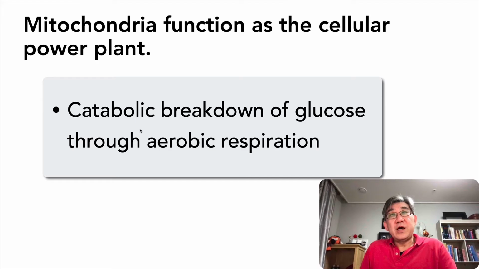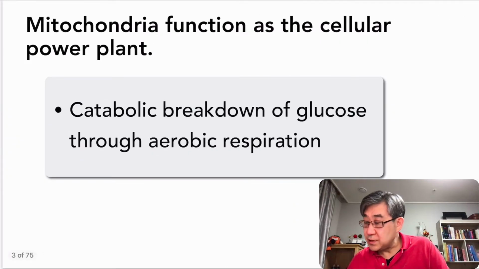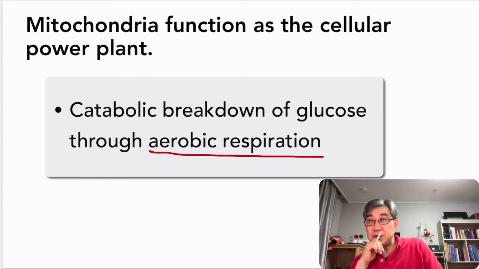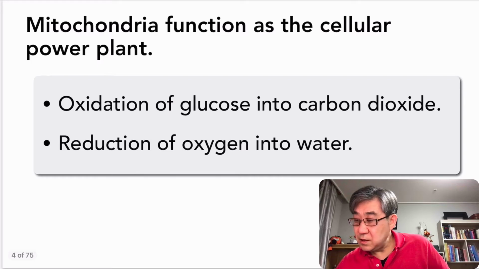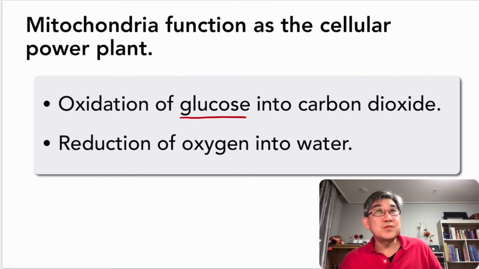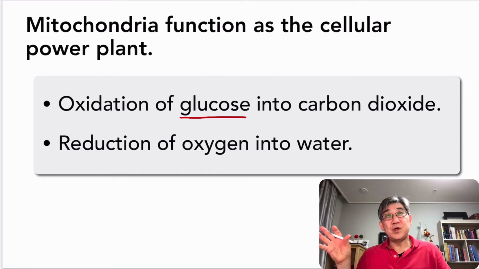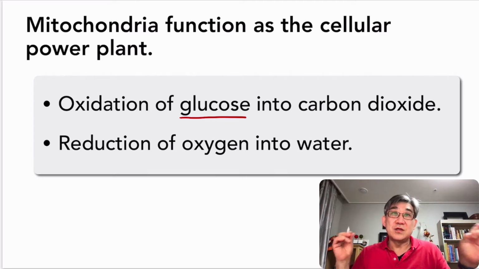So overall, this is a catabolic breakdown of glucose through this aerobic respiration, so to speak. So this is a term. Aerobic respiration is the terminology that we assign to this process. But what is this aerobic respiration? In nature, aerobic respiration is actually the glucose going through the procedure. Glucose is oxidized. So here we are going to take a look at and try to distinguish the difference between two opposite directions of reactions. One is oxidation and the other one is reduction.